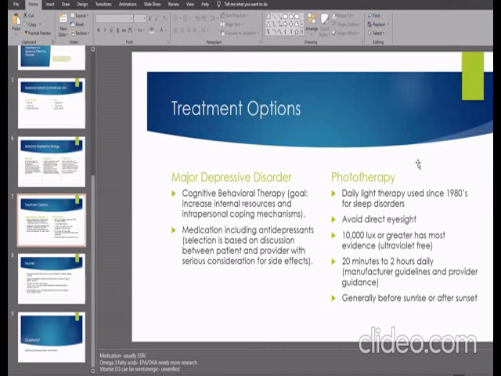So for example, if I purchase a 5,000 lux light source, I might need a little bit longer than if I purchase a 10,000 lux light source. And the second thing you need to take into account is your provider recommendation when you're looking at something like this.